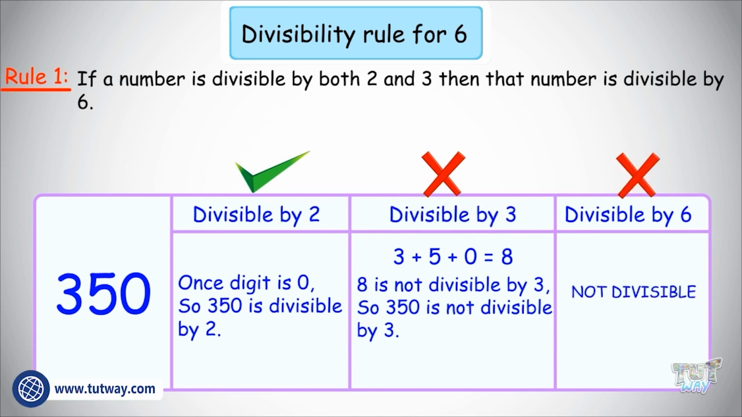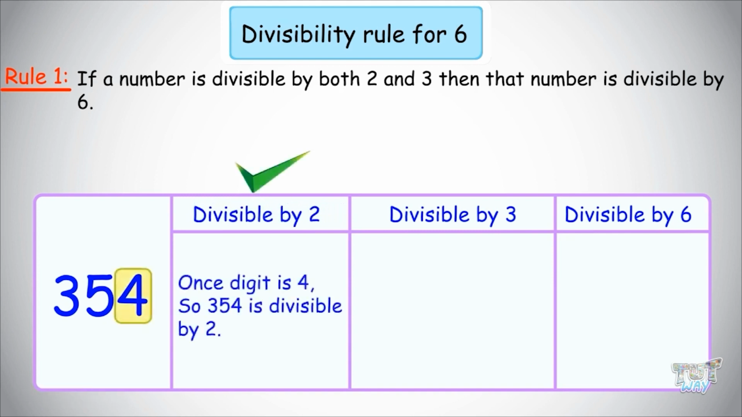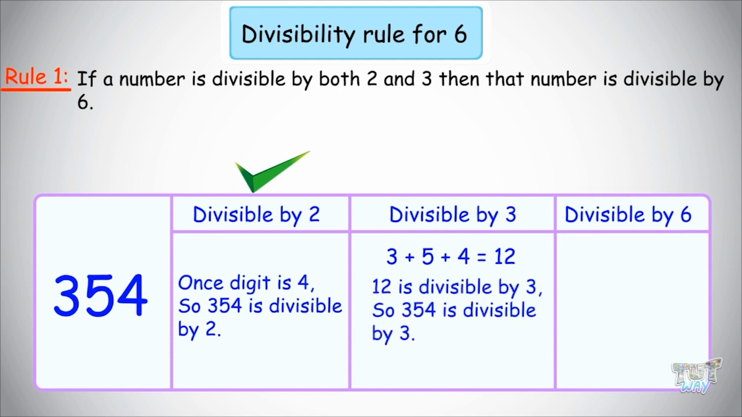Now we have the next number, 354. Let's check its divisibility with 2. Ones place digit is 4, so yes, it is divisible by 2. Now we will check whether it is divisible by 3. According to the rule, the sum of digits should be divisible by 3. Sum of digits is 3 plus 5 plus 4 equals 12. And 12 is divisible by 3. So this number is divisible by 2 as well as 3. Therefore, it is divisible by 6.